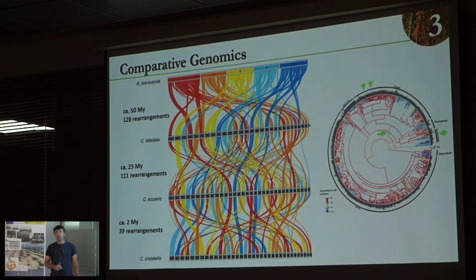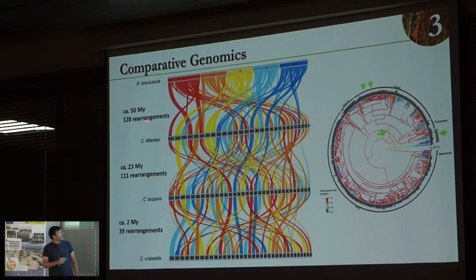So when we go to the comparison between species, here we have again Carex scoparia, and we compare that one to Carex cristatella. They diverged about 2 million years ago, and we found now double the rearrangements than when we compare populations from the same species: 39. When we compare to the species Carex littledalei, that is more distantly related to this one, we go from 2 million years of evolution to 23 million years. We go from 39 to 111 rearrangements. So we have 10 times more time, but chromosome rearrangements increase about 2.5 times.